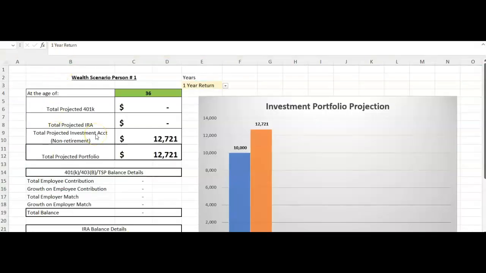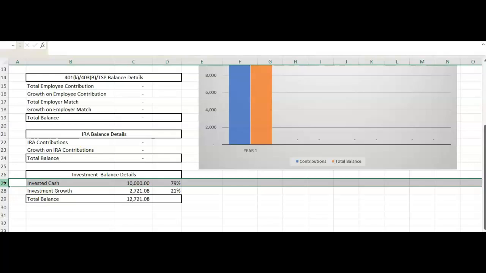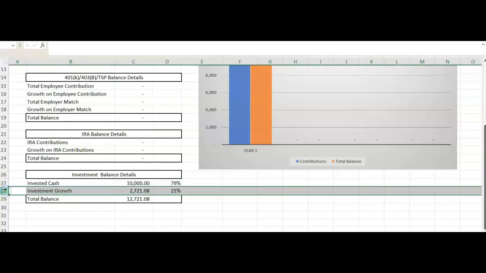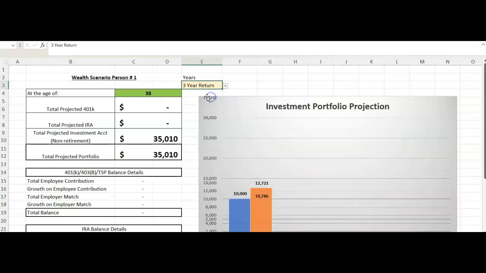All right, so if you invested in just 1 year, the balance would be roughly $12,700. And how would that break down? About $10,000 of straight principal, just what you've invested cash. And then from there, the rest would be about $2,700 in growth. So it would be 78.9% principal and 21% growth. Let's take a quick look at what it would be if you invested for 3 years.